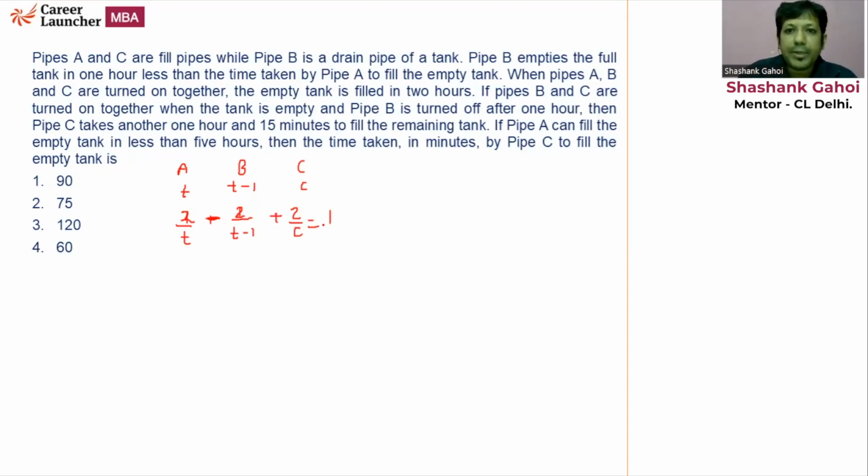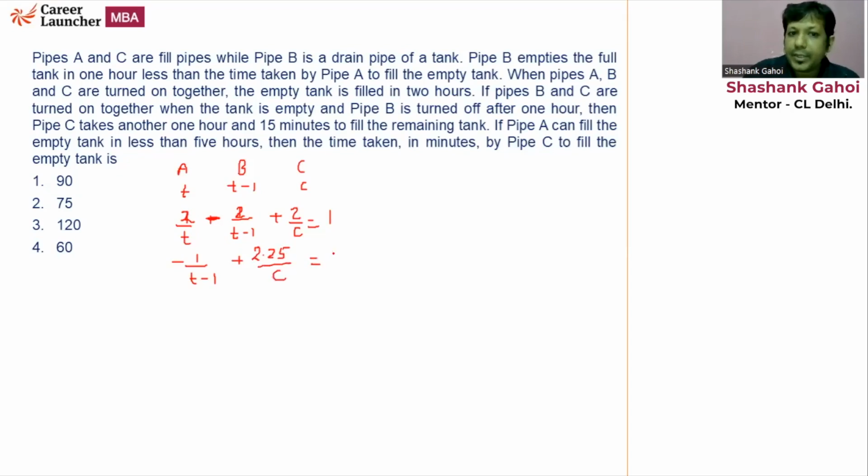After that, if pipes A, B, and C are turned on together when the tank is empty, pipe B is turned off after 1 hour. So pipe B is working for 1 hour. After that, pipe C takes another 1 hour 15 minutes. It means 1.25 hours. It means C is working a total of 2.25 hours.